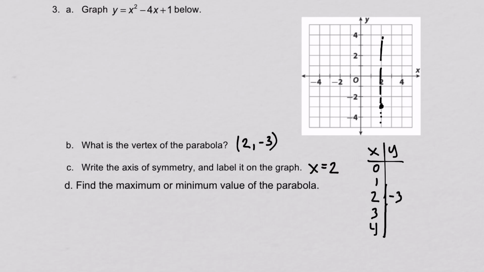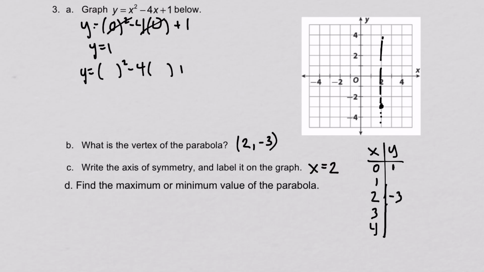So I'm going to plug in 0. That means y equals x squared minus 4x plus 1, plug in 0 there, and I'm going to get 0, 0, 1, which is y equals 1. Plug in 1. y equals x squared minus 4x plus 1. 1 squared minus 4 is 1 minus 4 plus 1. 1 minus 4 is -3. -3 plus 1 is -2.